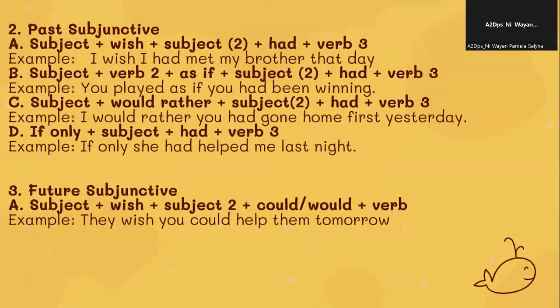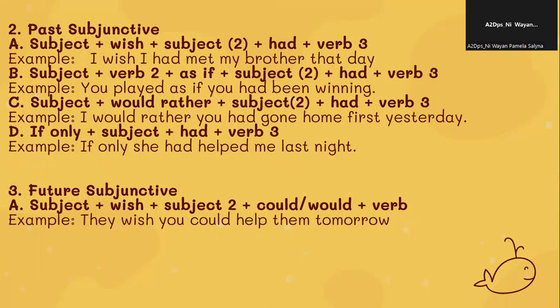And the second is past subjunctive. Subjunctive is describe something that does not match the facts in the past. The pattern number one is subject plus wish plus second subject plus had plus verb 3. For the example is I wish I had met my brother that day.